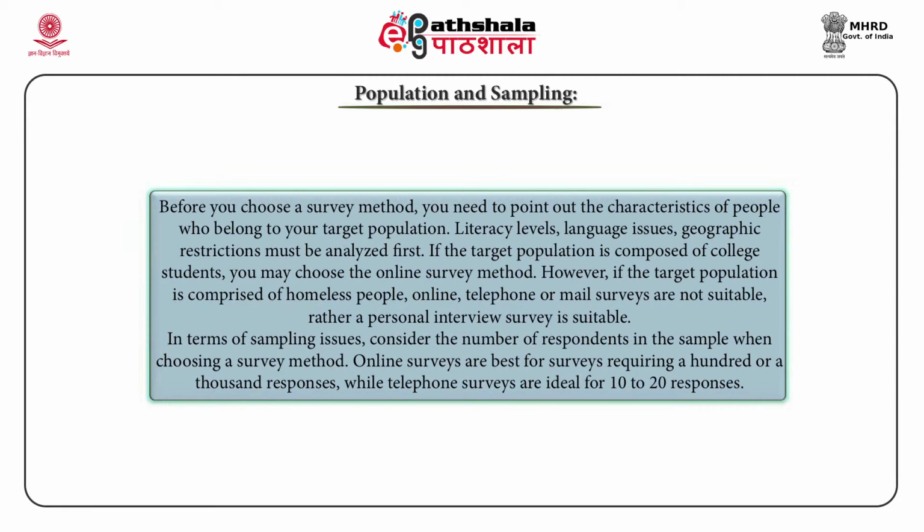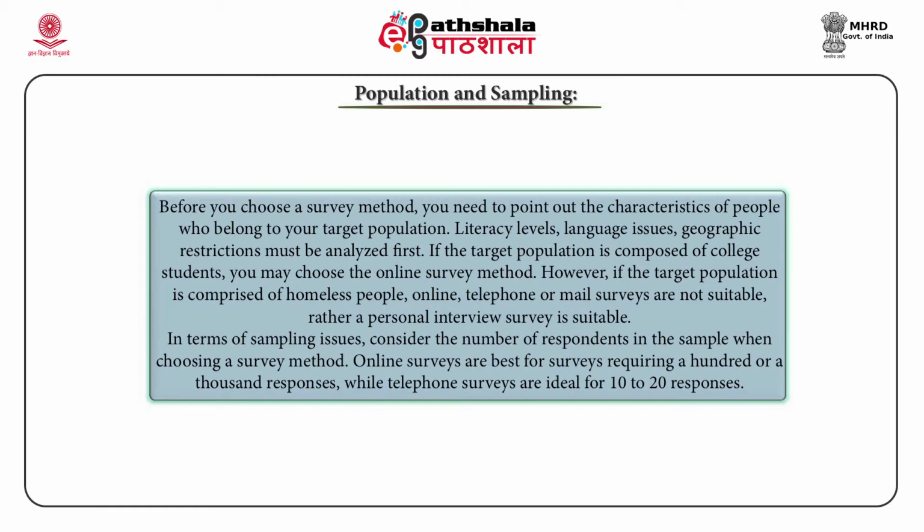Literacy level, language issues, and geographic restrictions must be analyzed first. If the target population is composed of college students, you may choose the online survey method. However, if the target population is comprised of homeless people, online, telephone, or mail surveys are not suitable. Rather, a personal interview survey is suitable.